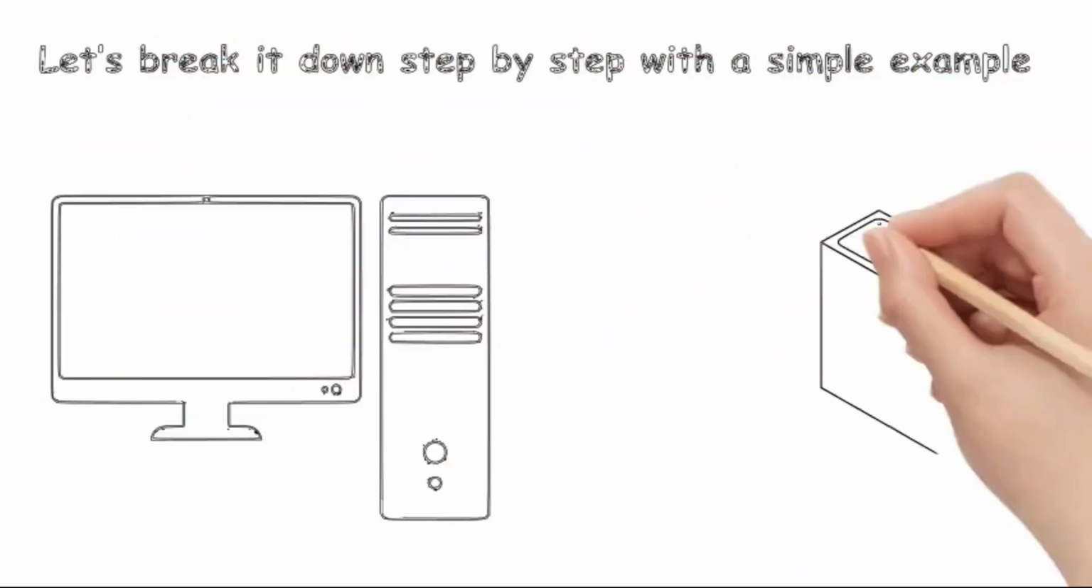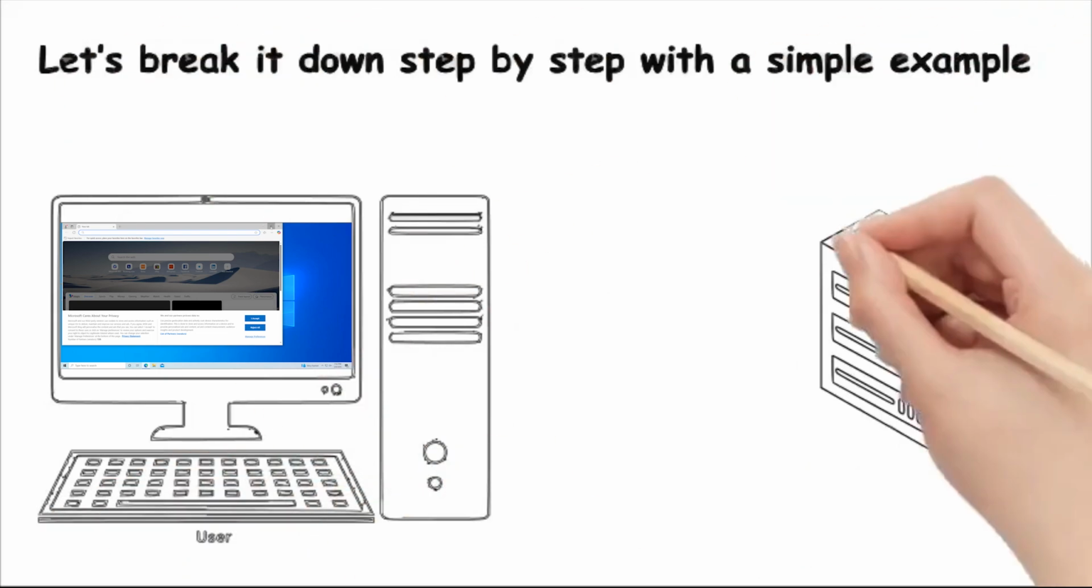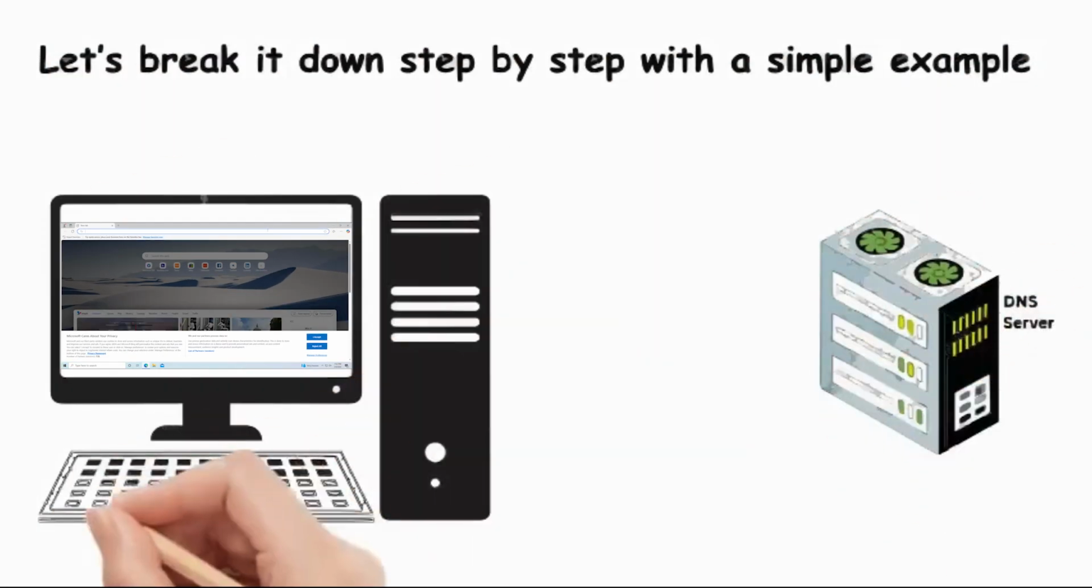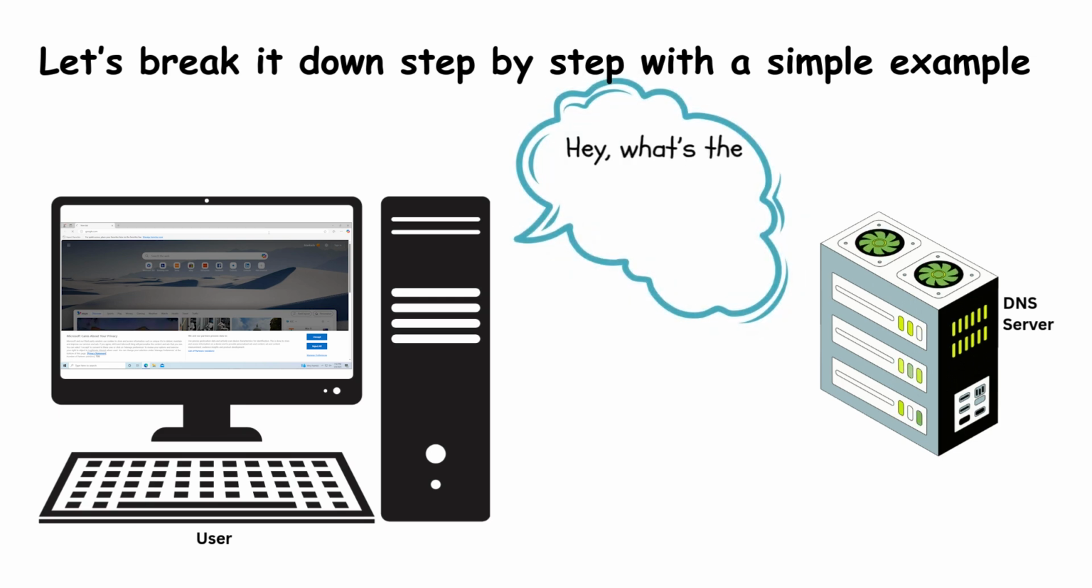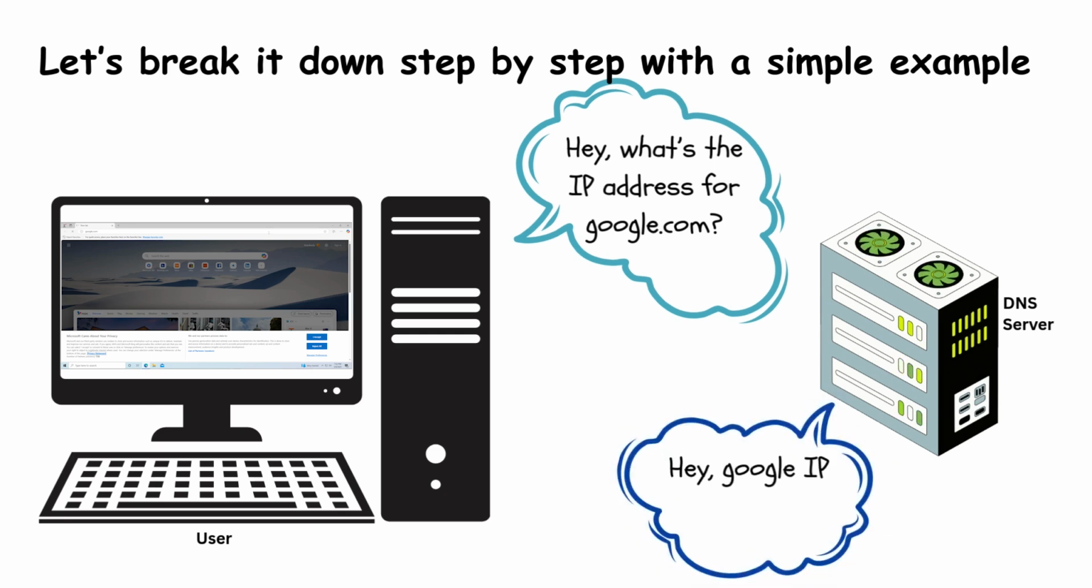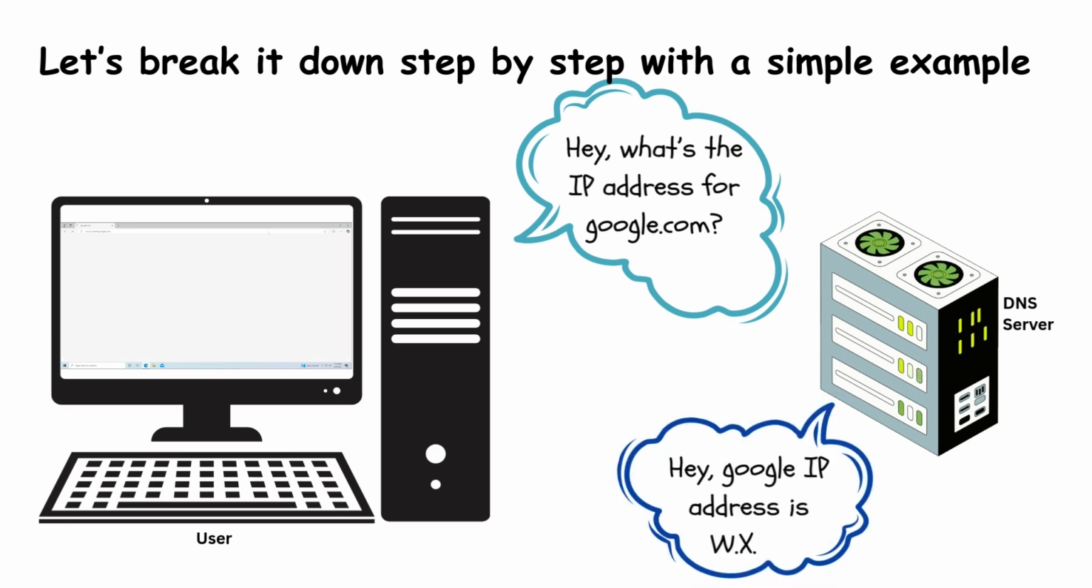Let's break it down step by step with a simple example. When you open your browser and type google.com, your computer asks a DNS server, "Hey, what's the IP address for google.com?" The DNS server checks its records, and if it knows the answer, it provides the IP address. Once your computer has the correct IP address, it connects to Google's servers and the website loads.